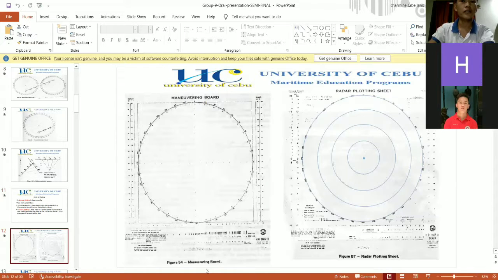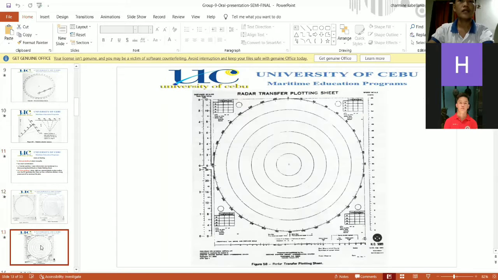This is the maneuvering board, and the other is the radar plotting sheet. And this is the radar transfer plotting sheet.